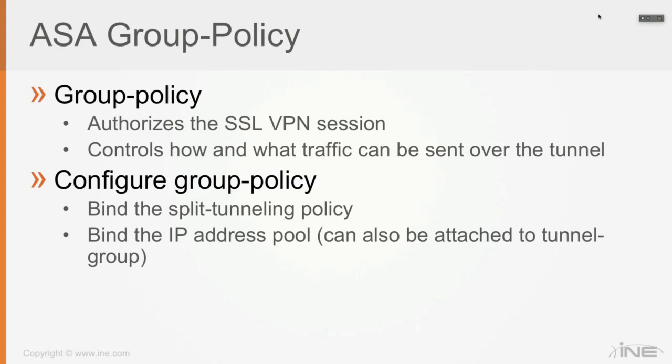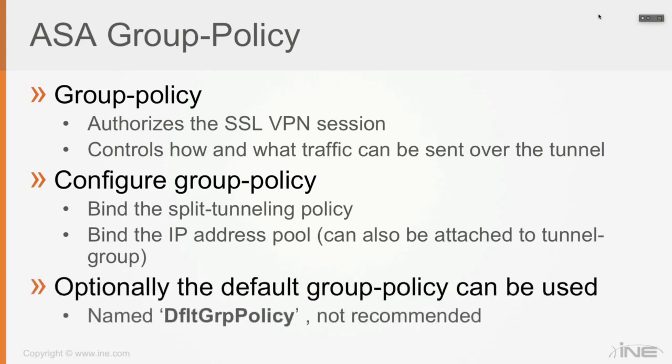But the address pool can also be attached to the tunnel group. It's not a big discussion; it depends on the design and what you want to achieve. In some cases, it's good to put it under the tunnel group, in some cases under the group policy. So the IP address pool, assuming, of course, you use a local pool to assign addresses to AnyConnect clients. Now, optionally, the default group policy, which is named DfltGrpPolicy, can be used. It is not recommended. We speak in more detail about this in the CCNP class.